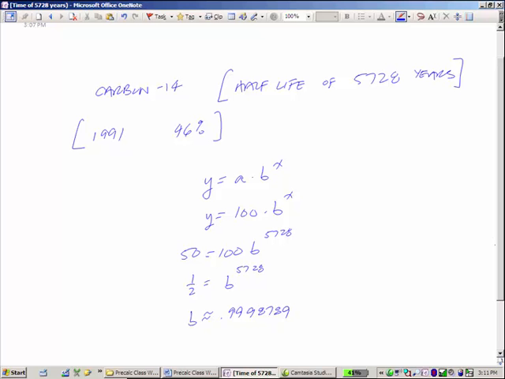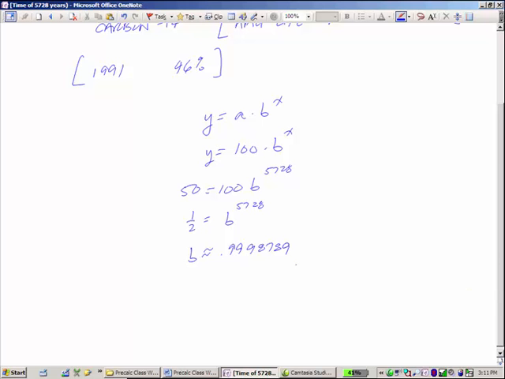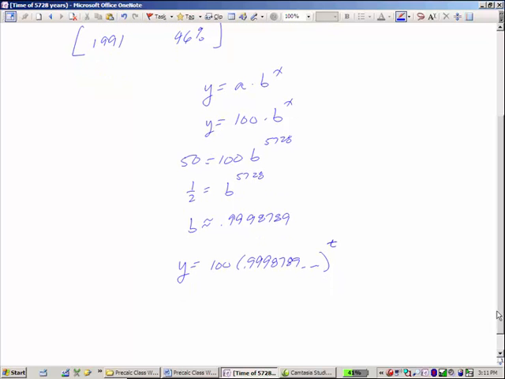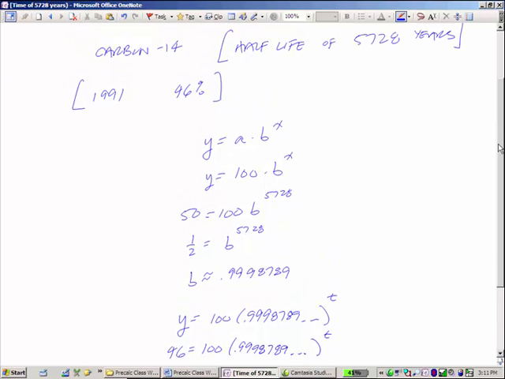All right. Now I have an equation. Y equals 100 times 0.9998789 to the t. What do I want to find? T when? When I have 46%, how many years later is that? Do you see how you can do that now? Are you glad that we started that at least?